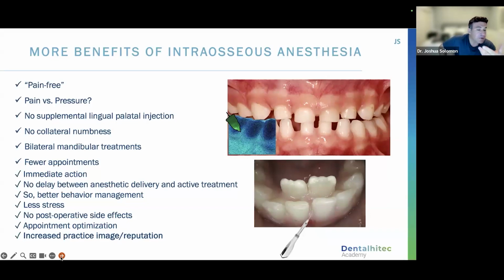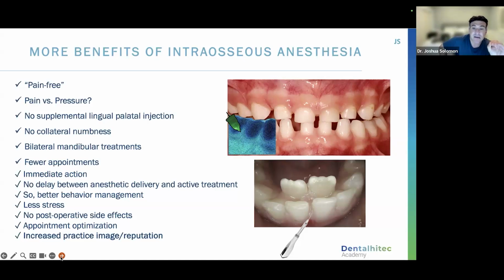And I mentioned already practice image, practice reputation. I have patients that are referred to me just because of being able to give local anesthesia intraosseously. If you look at that patient there, this is one of my first times when I said, you know what, I'm never going to give local anesthesia any other way. This was an 8-year-old, not uber cooperative. And I gave one intraosseous injection there between O and P, a carpule of septo 1 to 200,000. As soon as that needle came out, I extracted all 4 teeth without sensation.